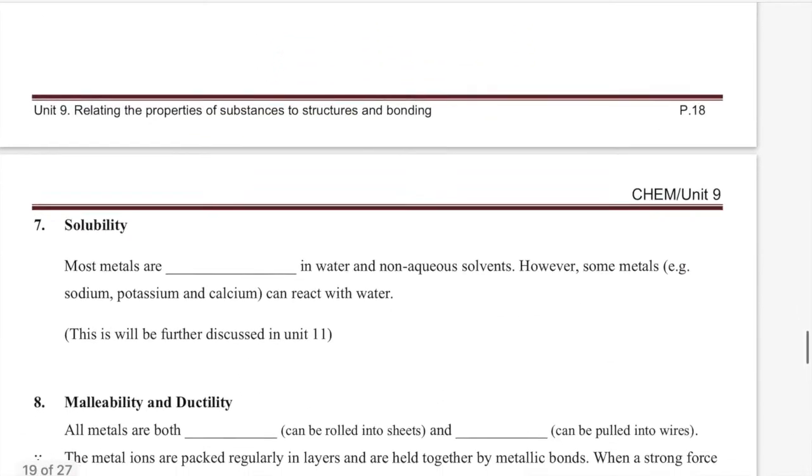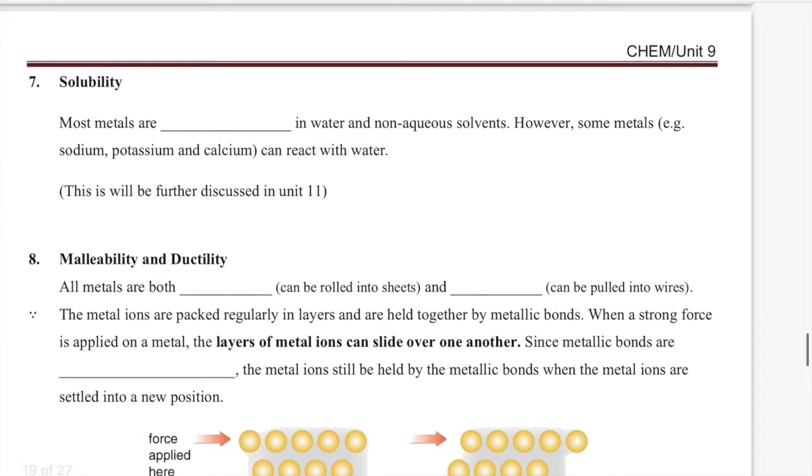Alright, then let's move on to number 7, solubility. Most metals are insoluble in water and non-aqueous solvents, for example, oil. However, some metals, like the ones we have learned in grade 9, sodium, potassium, and calcium, can react with water. All the examples of metals that can react with water, we will learn in Unit 11.